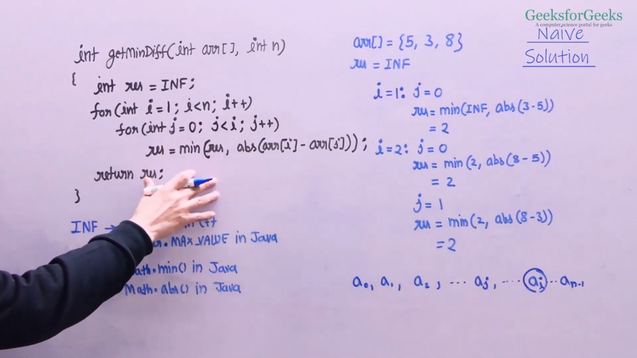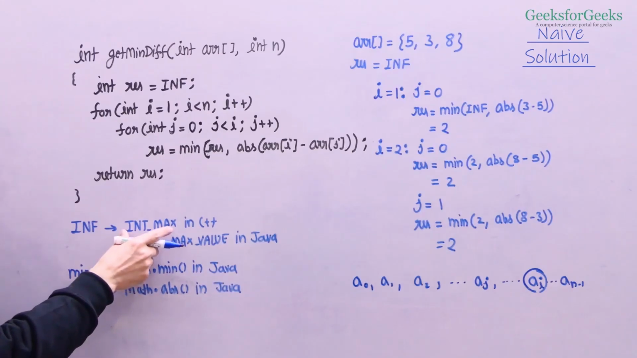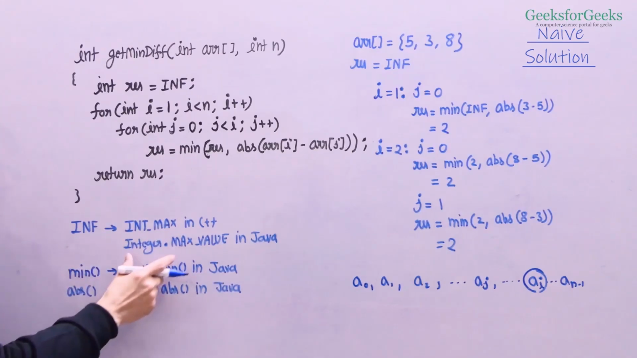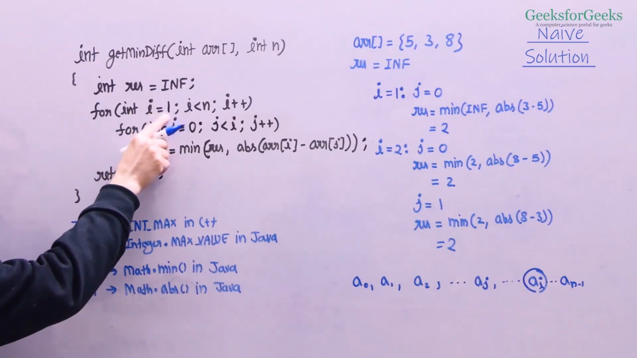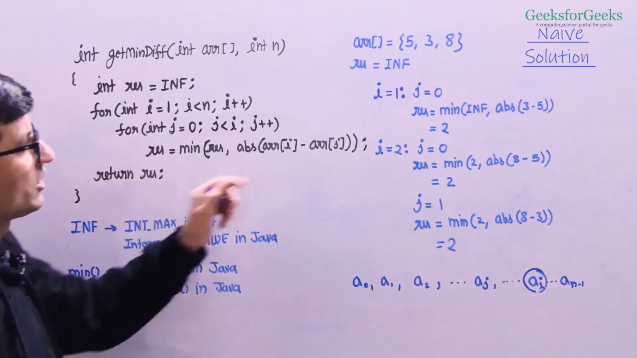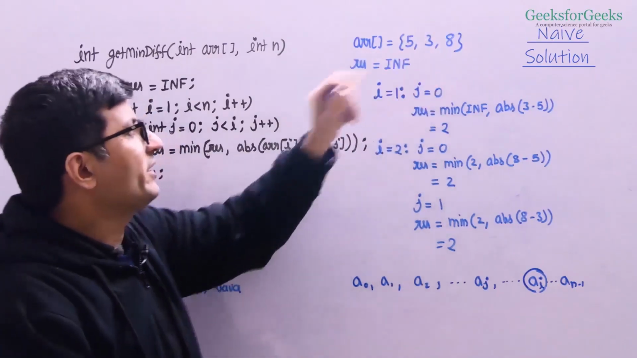I have written pseudo code here, right? I have initialized the result as infinite. Infinite means INT_MAX in C++, Integer.MAX_VALUE in Java. So what I've done here is I've run a loop for i equal to 1 to n minus 1 because we are going to begin with the second element.